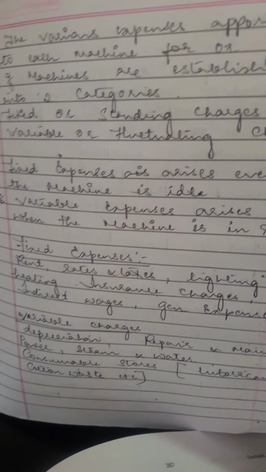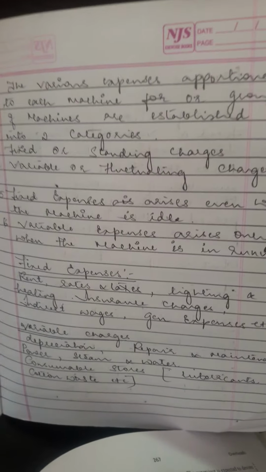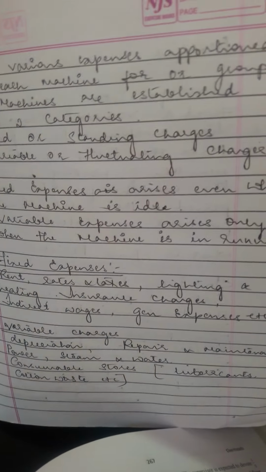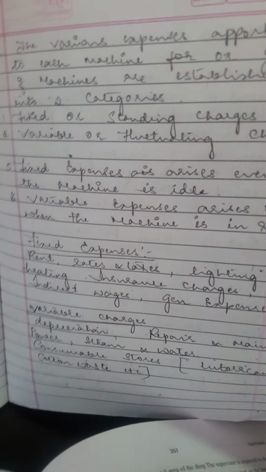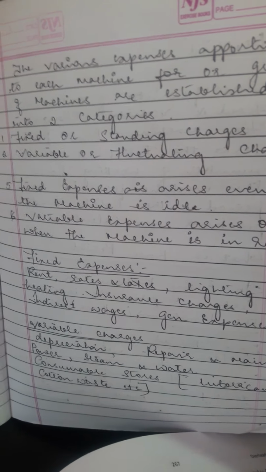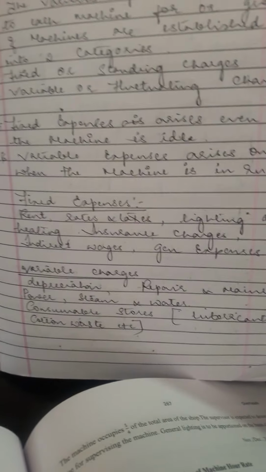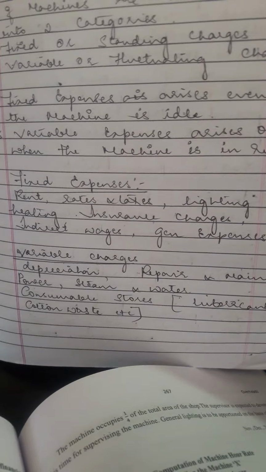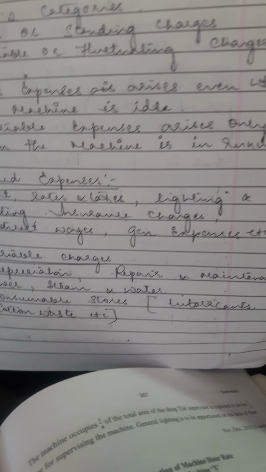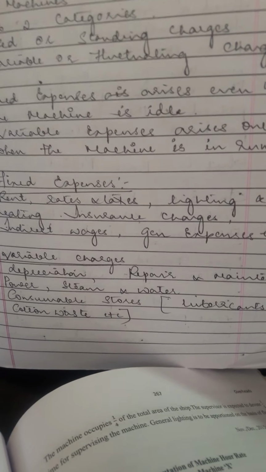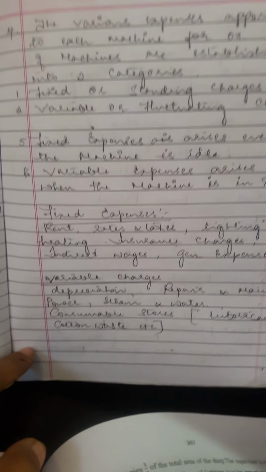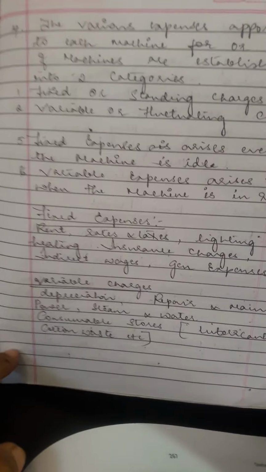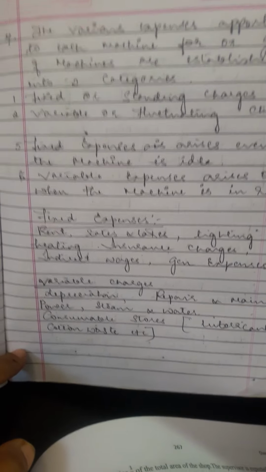Now, what are fixed expenses? Fixed expenses arise even when the machine is not working. I have written, when the machine is idle. I mean, even when the machine is not working, the factory incurs fixed charges. What are fixed charges? Rent, rates and taxes, lighting, we know about it. Insurance charges, indirect wages, general expenses. Whether the machine is working or not, these fixed expenses will be charged on the machine. So, the person who is running that industry will have to pay these charges.